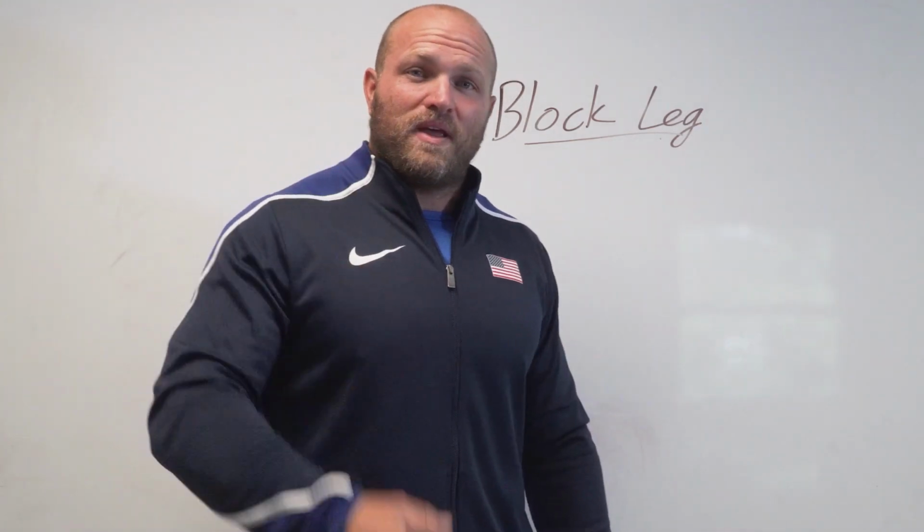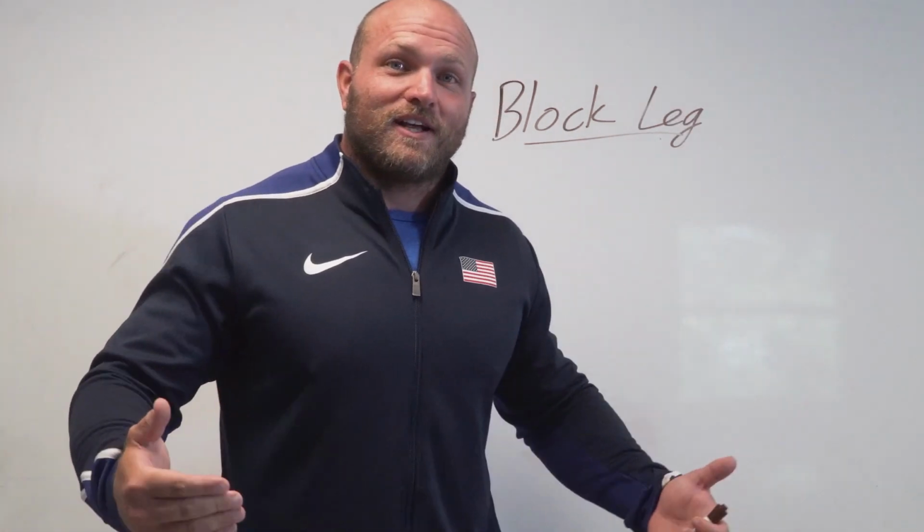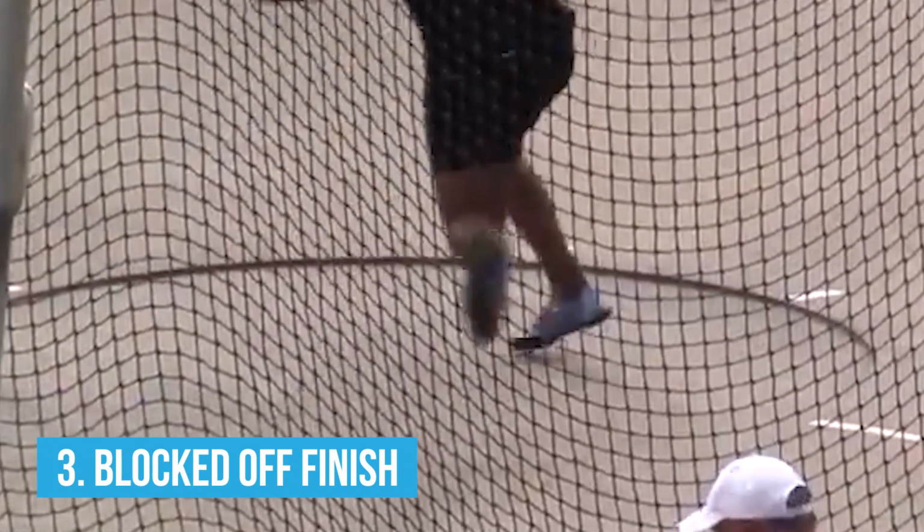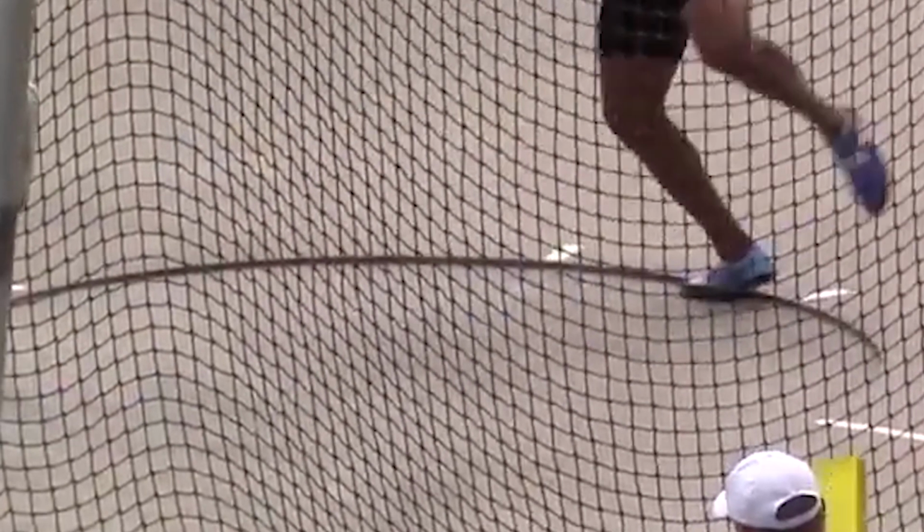Finally, that third big problem is that a lot of athletes actually think they should be blocked off with their block leg. They hear block leg and they think the left leg and the left hip should be blocking the right leg. That non-dominant leg should be blocking everything. It should be in front of it and almost preventing the right side from even rotating or transferring forward.